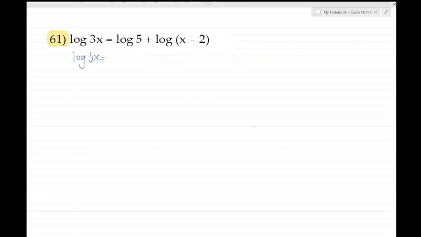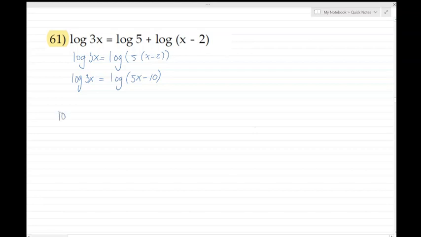So we'll do log of 5 times x minus 2, and then log 3x equals log 5x minus 10. So at this point, we can do a couple of things. If you understand, they both have base 10.